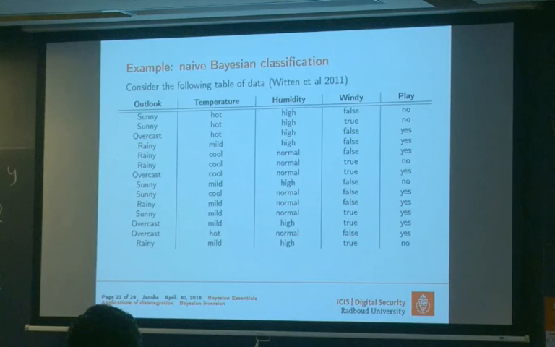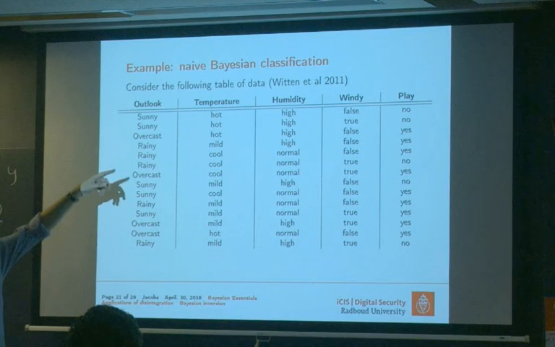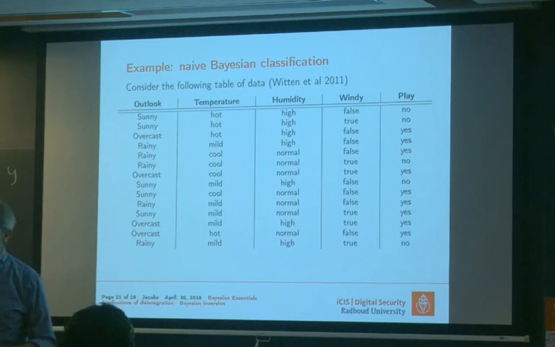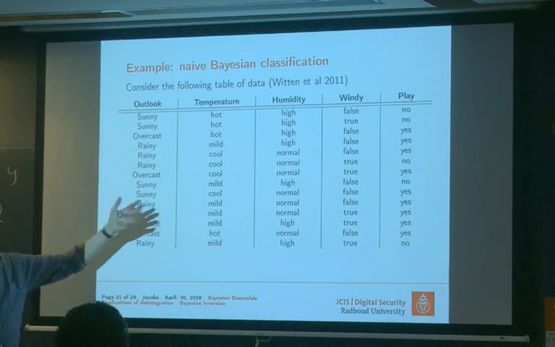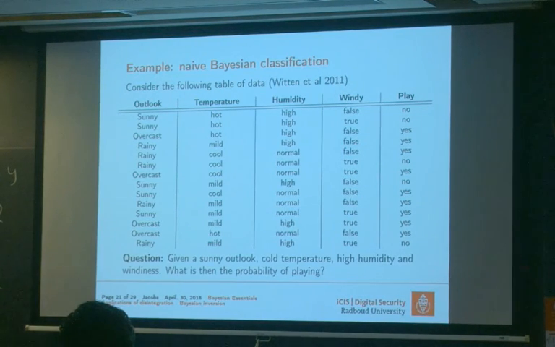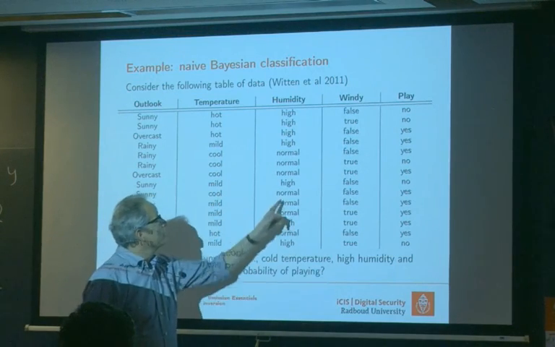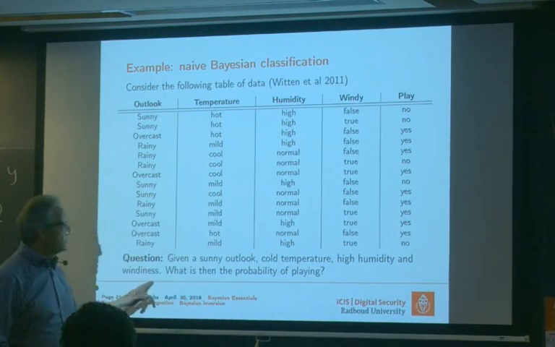I'll use that as my last example, because this is applied category theory and it's good to have another example. This is a standard example from the literature. This book, Witten, etc., is a book in data mining, and this is a big example they have in there, sort of their running example. You get such a table, right? Lots of data. And the question is, given this table, and given that we have a sunny outlook, cold temperature, high humidity, and windiness, what is the probability of playing?